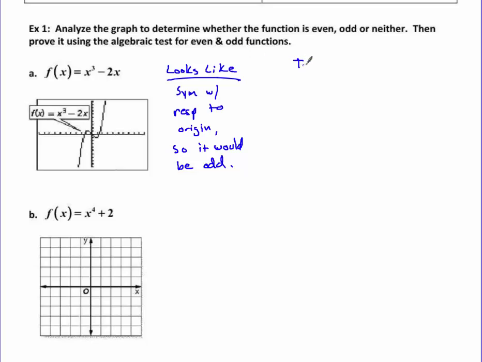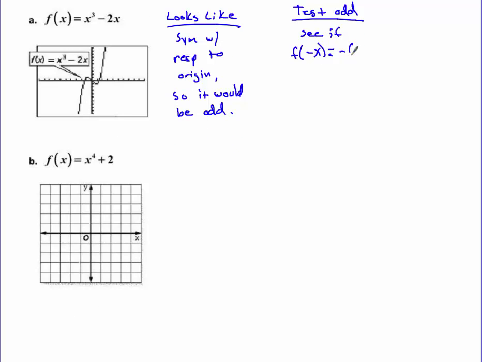So we're going to test, and I always like to write down what I'm testing so that anybody looking at my work later knows what I was doing. I'm going to test if it's odd. And that means I'm going to see if f of negative x equals negative f of x. And so to do that, I'm just going to start out with my function, which says f of x equals x cubed minus 2x.